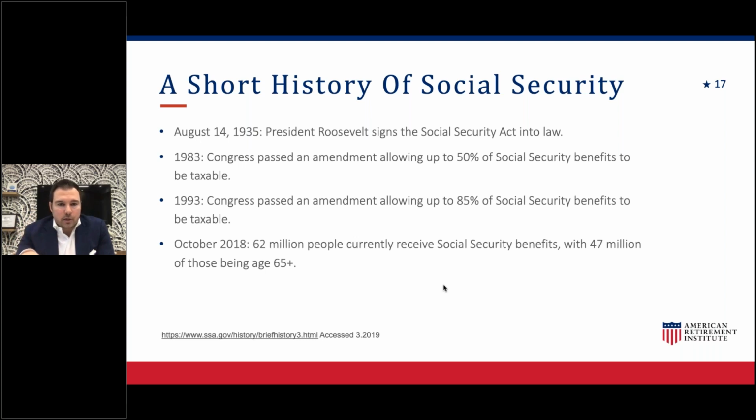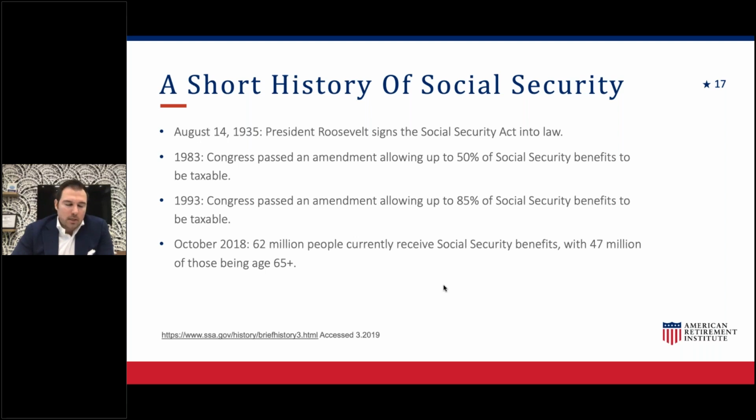Okay, in '83, that was the first year in which Congress passed an amendment saying, hey, you can't receive your Social Security benefits tax-free anymore. Up to 50% now, starting in 1983, of your Social Security benefits can be taxed depending on your income thresholds. In 1993, Congress said, wait a minute, just 50% of your check being taxed at your ordinary income tax bracket, that's not enough. Let's tax up to 85% of it. Not at an 85% tax rate, but at your ordinary income tax rate.